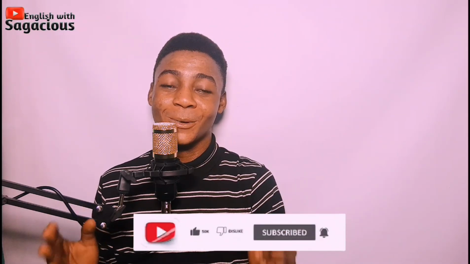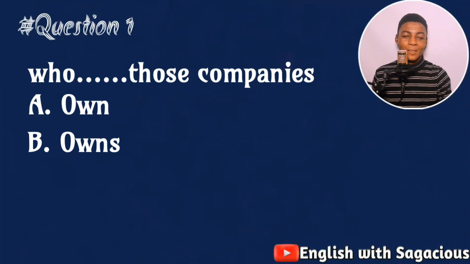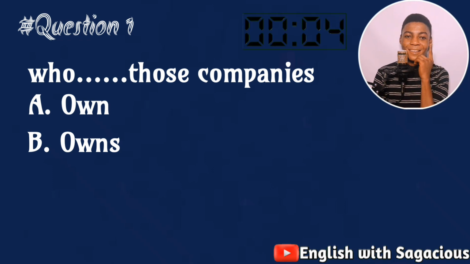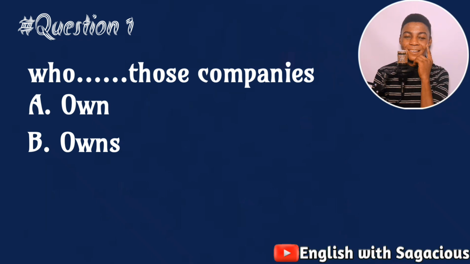It's time for the drill. So let's see how far you've learned. Some questions will be appearing on the screen right now, so try as much as possible to answer the question. Who owns those companies? Option B. So don't forget, whenever a question is inquired about the subject of the sentence, you must always apply single verb.